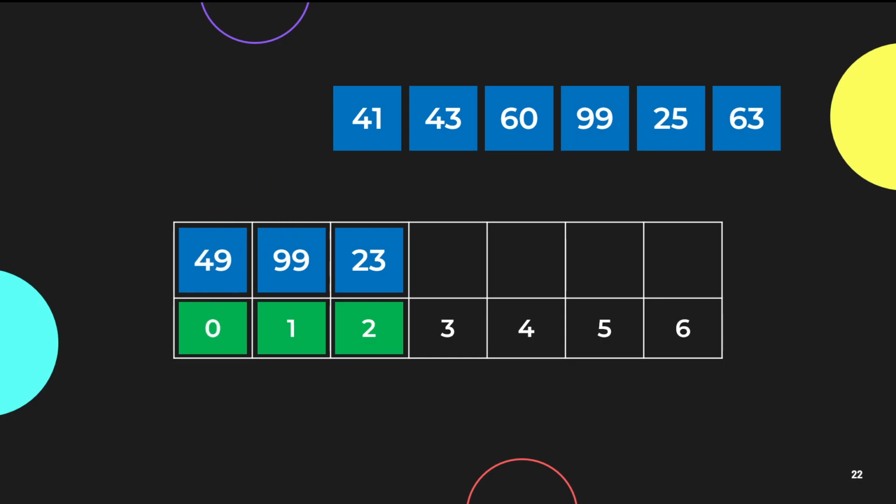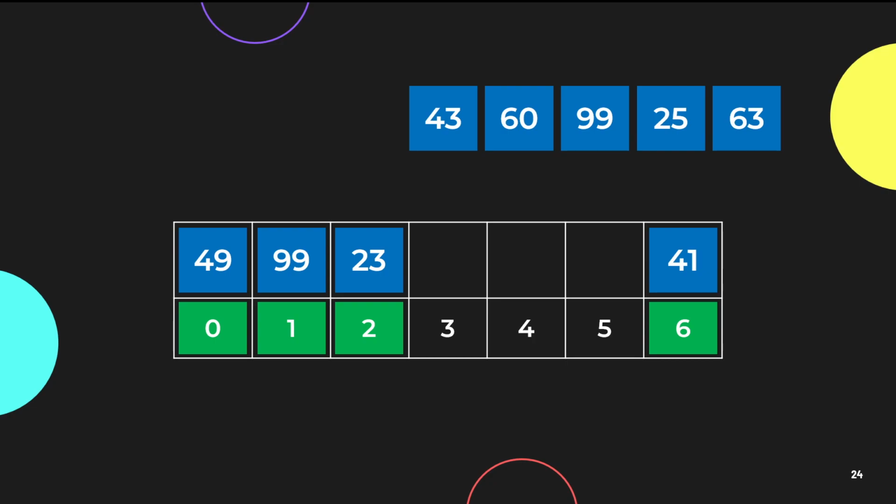Then others. 41? What is the remainder when divided by 7? 6, okay. Thank you to the left guy there. So this will be 6, and you will place it in this bucket, because 41 divided by 7 is 5, remainder 6. So the remainder is 6 here, and we are going to place it at bucket 6.